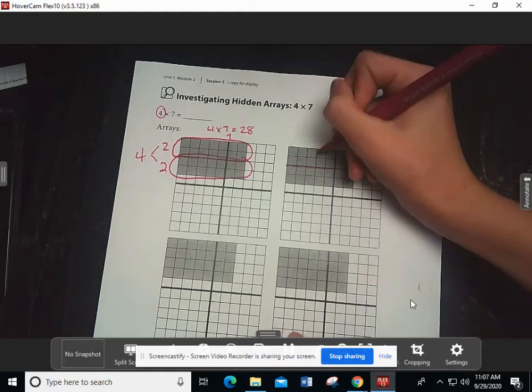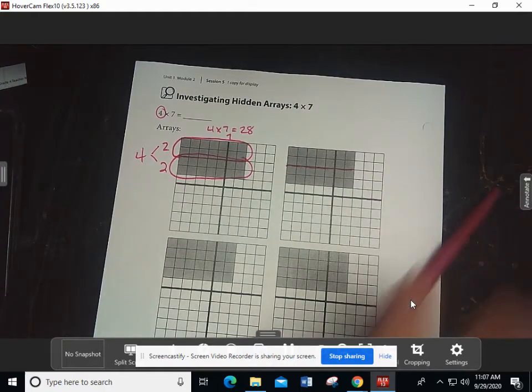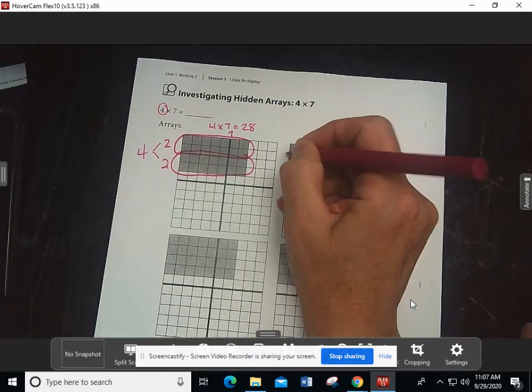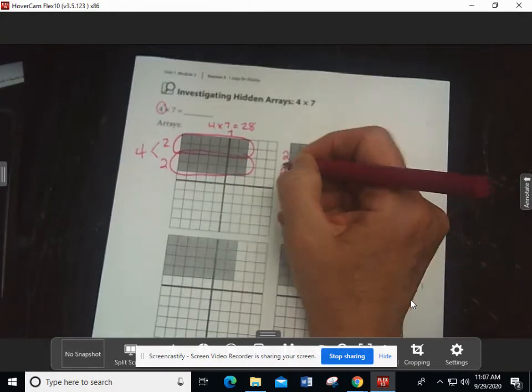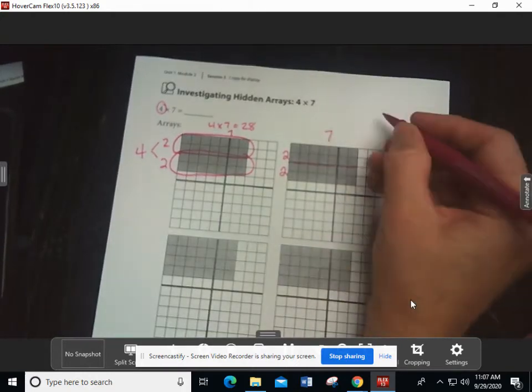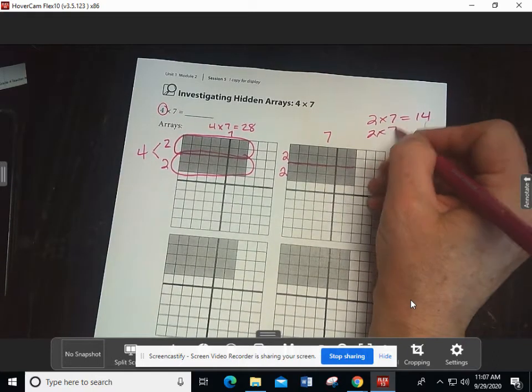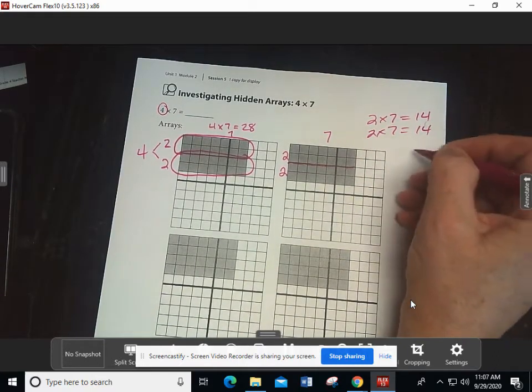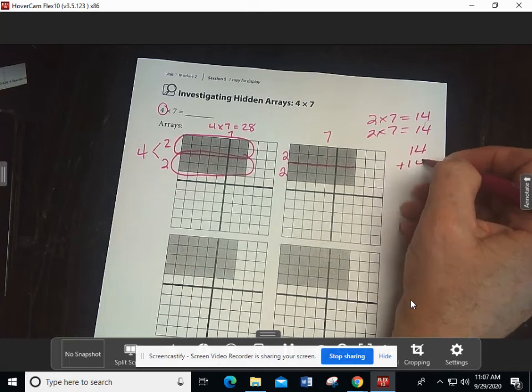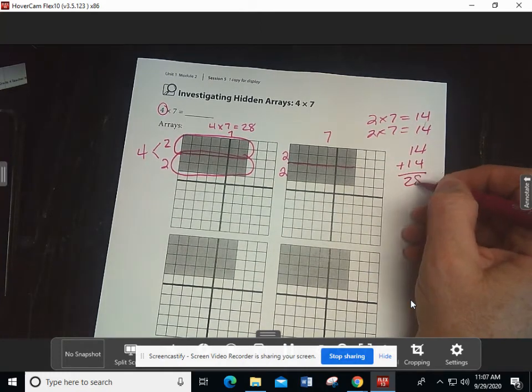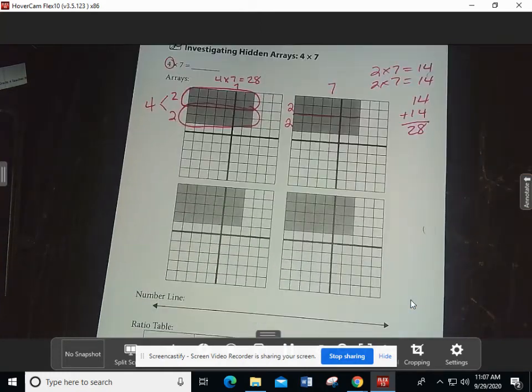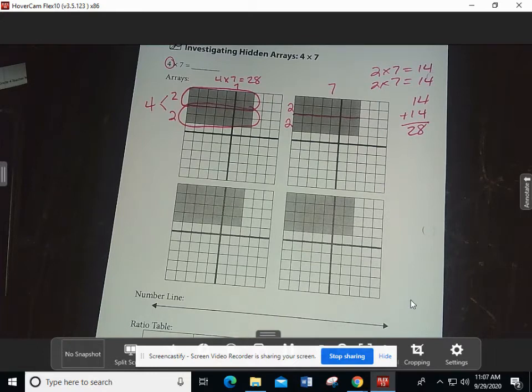But that's okay. So this one? So Luke's divided this into a 2 and a 2, so that equals 4 by 7. 2 times 7 equals 14. 2 times 7 equals 14. 14 plus 14 equals 28. What's a new way we can do this? David?